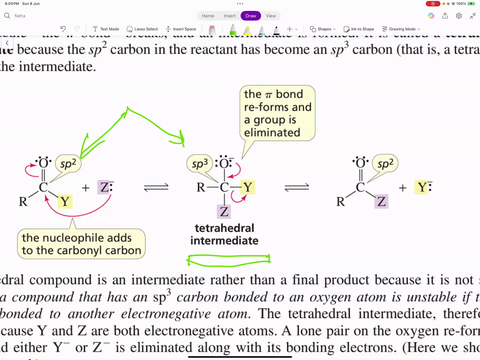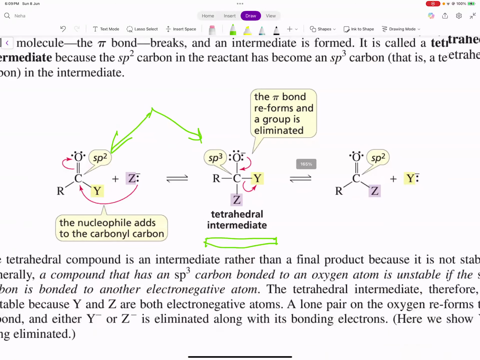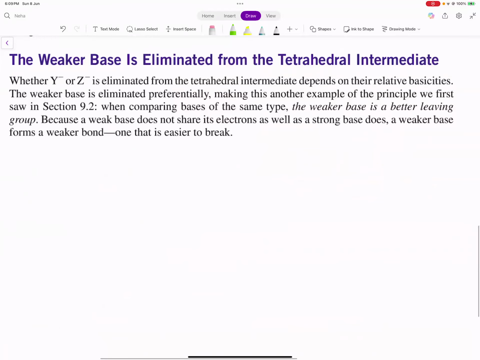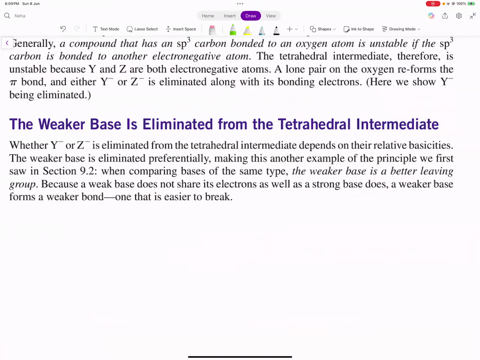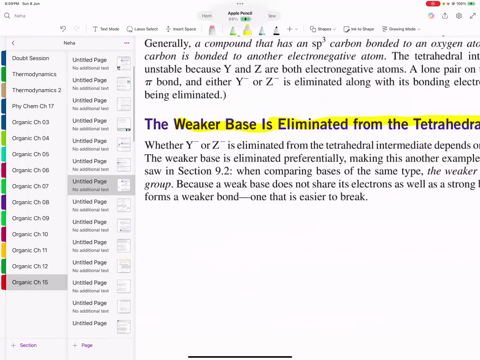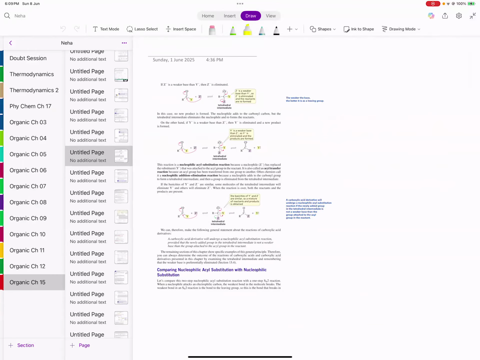The incoming Z minus must be stronger. Only then can it push the other one out. So this is what is happening: the weaker base is eliminated from the tetrahedral intermediate. Clear? Such a small rule is so helpful.